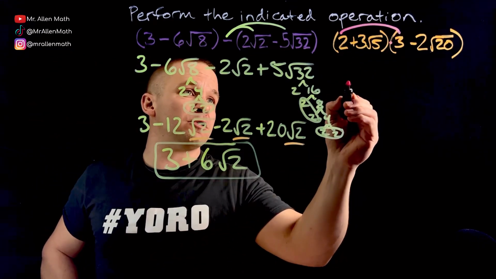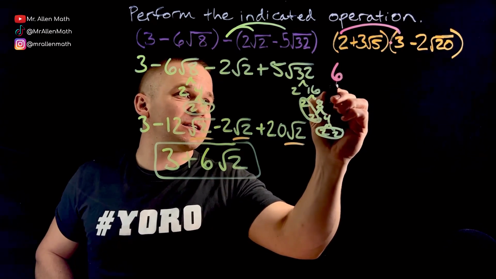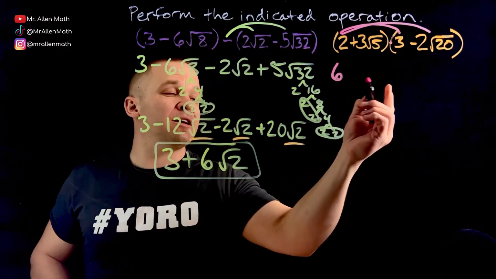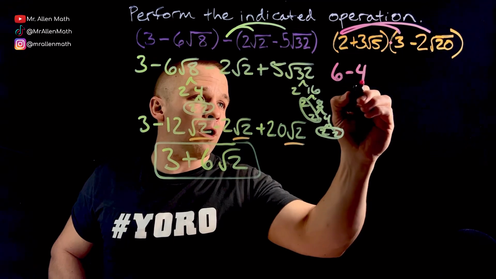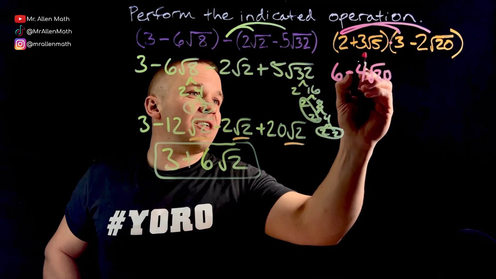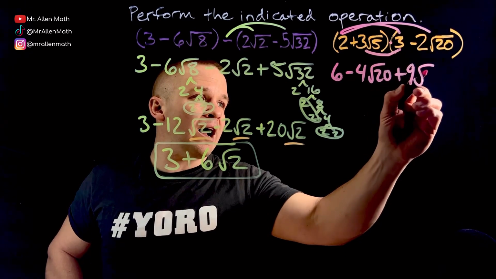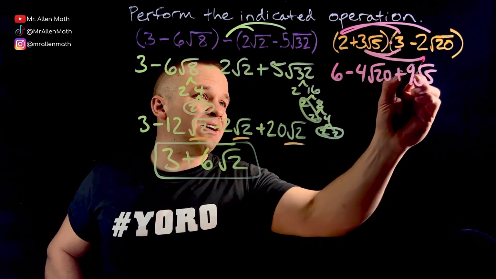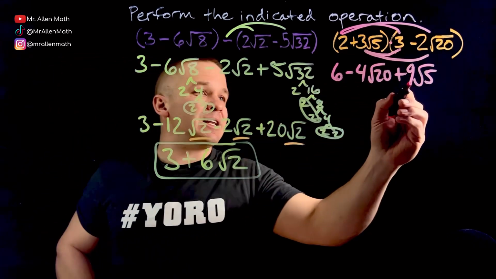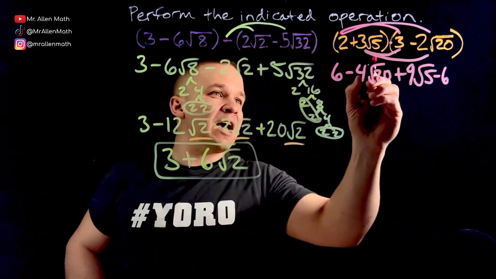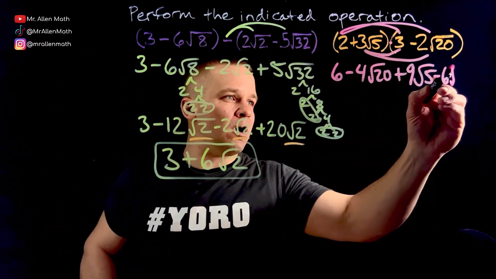2 times 3 is 6. Then we have 2 times negative 2 root 20. That's going to be negative 4 root 20. Then I have 3 root 5 times 3. That's going to be 9 root 5. And then lastly, I've got 3 and negative 2 gives me negative 6. And then 5 and 20 gives me the square root of 100.